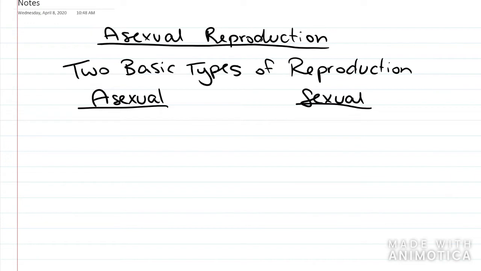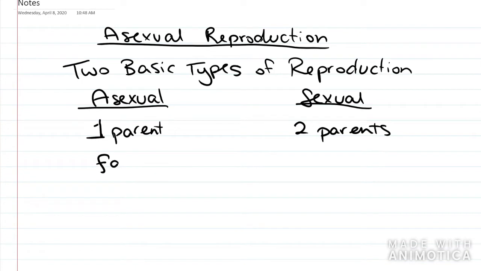Well, asexual reproduction only requires one parent, whereas sexual reproduction requires two parents. Asexual reproduction, because it is just one parent, and you don't have mating rituals, you don't have to find a mate, you don't have to go through gestation. Because of this, it's generally very fast.